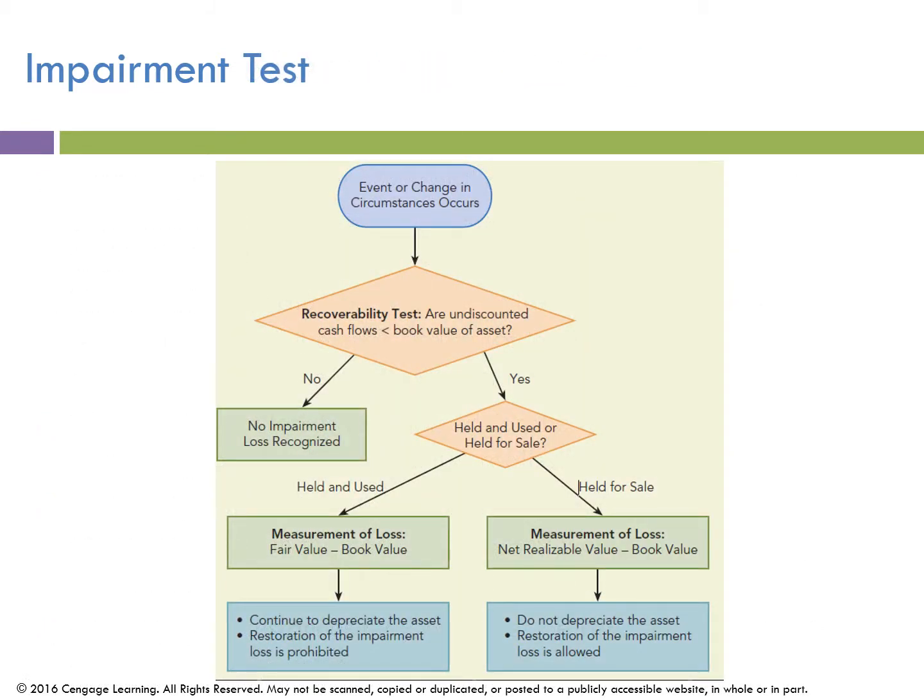There's a great chart to show you how we test for impairment, and if we have the recoverability test, if cash flows are greater than book value, there's no impairment. If cash flows are less than book value, then the next question is, are we holding it or are we selling it? If we're selling it, net realizable value minus book value will be your loss. You can restore impairments if it's held for sale. If it's held to be used, it's fair value minus book value. There's no restoration of any of the impairment loss because you're still using it.